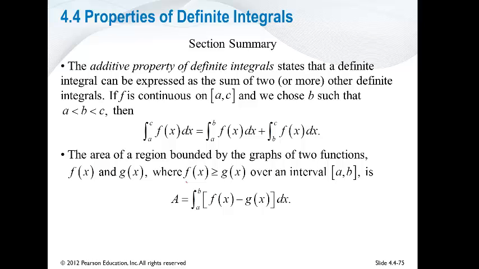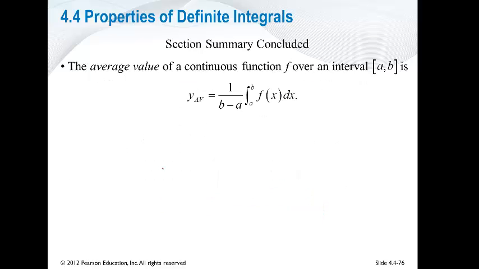In the summary of this section, we learned that we can split the interval of integration into 2 sub-intervals and calculate the integral over each sub-interval. Also, we learned that the area bounded by the graphs of 2 functions, f of x and g of x, where f of x is greater than or equal to g of x over this interval, is given by the following formula. This is a very useful formula. And the third thing we learned: the average value of a continuous function over the interval [a, b] is given by 1 over b minus a, and then the integral from a to b of f of x dx.